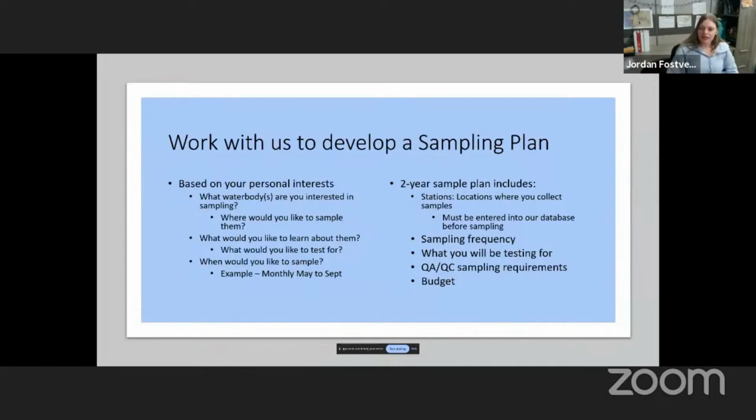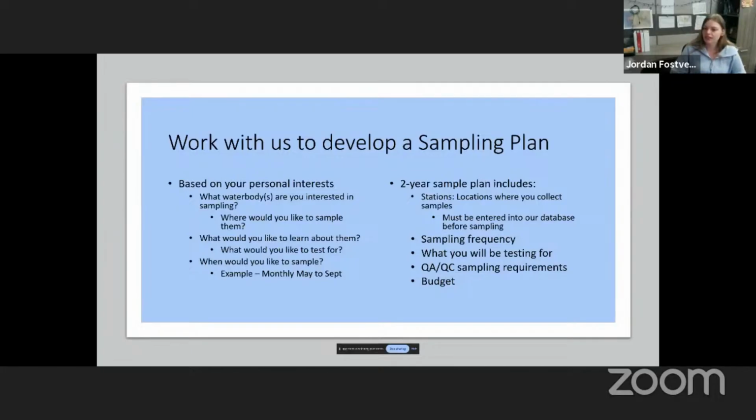So you can work with us to develop a sampling plan. A sampling plan is based on your own personal interests. So we'll probably ask questions about what water bodies you are interested in sampling, where you'd like to sample them, and what you'd like to learn about them. That tells us what you would like to test for. And then it's also up to you to determine when you would like to sample. So you can sample monthly, May to September, or June to September, whatever works for you.